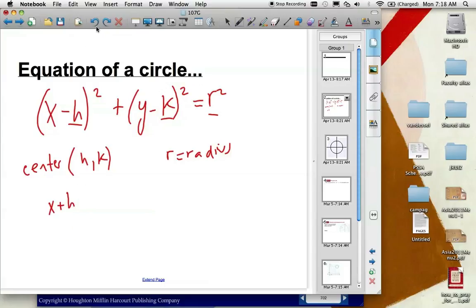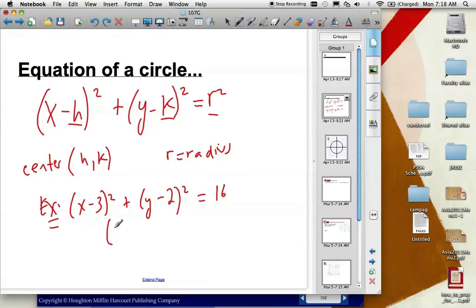So let me give you a really basic look at this. Here would be an example. I'd say (x minus 3) squared plus (y minus 2) squared equals, let's just say, 16. My center would be 3, 2. Then r would be the square root of 16, which would be 4. So that would be my center. This would be my radius.